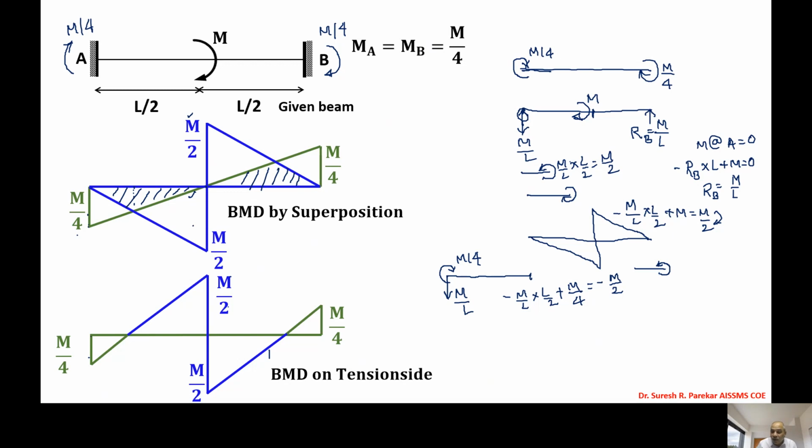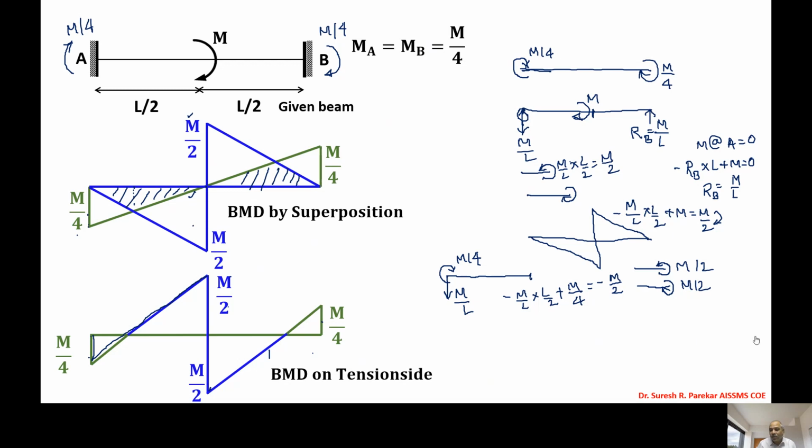So we are in this fashion. Now this is due to moment which will come down. If I go for fixed end moment, then it will be clockwise, that will take your beam up, and you can see. So we have M by 4, then likewise we have M by 2, and then if we go right, we will have this M by 2, and then this M by 4. So this is BMD on tension side.